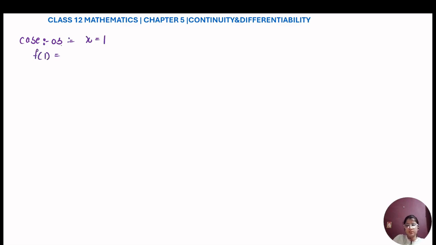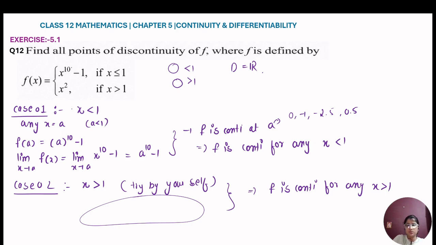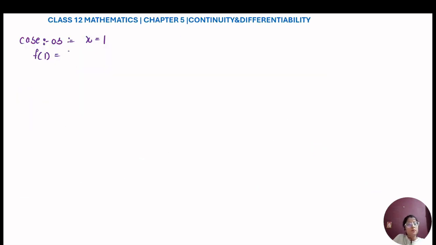As you can see, our function value for x equals 1 is defined as x raised to 10 minus 1. So this will be 1 raised to 10 minus 1, and 1 raised to 10 is nothing but 1, minus 1. So this will be 0. So the function value at 1 is 0.